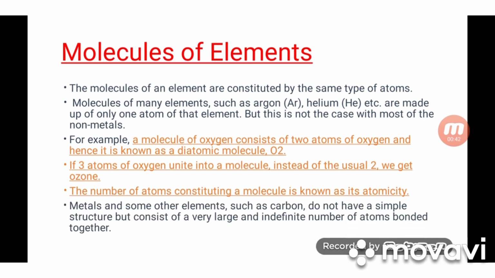Metals and some other elements such as carbon do not have a simple structure but consist of a large and indefinite number of atoms bonded together. In the case of metals and many other elements, the structure is very complicated and an indefinite number of atoms are bonded together.